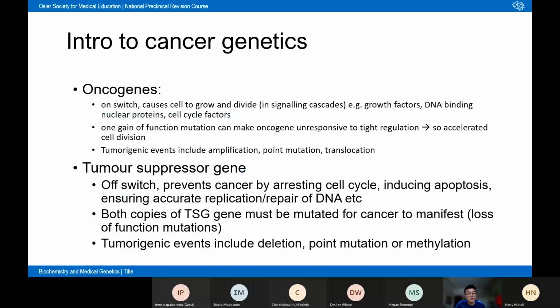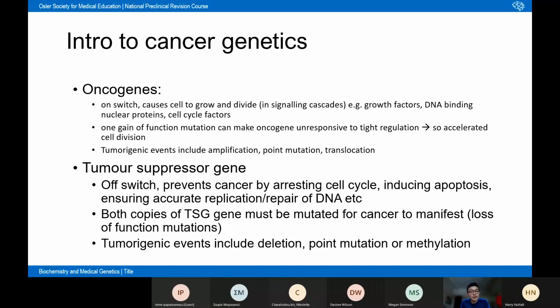So, cancer genetics. Just an introduction, I think you'll all hopefully be aware of the terms oncogenes and tumor suppressor genes. Oncogenes can be regarded as an on switch. They promote cell growth and cell division and signaling cascades. Examples are growth factors, DNA binding nuclear factors, and cell cycle factors. In such cases, one gain of function mutation can turn a proto-oncogene into an oncogene, whereby it's then unresponsive to its typically tight regulation, and this can often manifest in accelerated cell division.